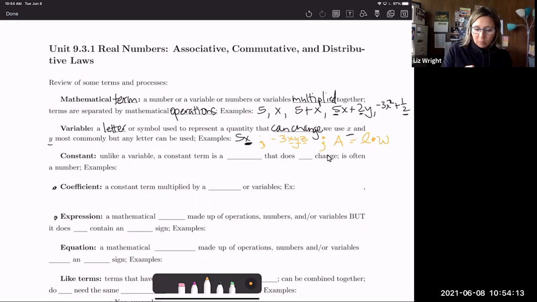All right, so then, contrasting this, we've got a constant. So unlike a variable, a constant term is a quantity that does not change. If the variable up here can change, this does not change, right? Because it's a constant. It does not change. And it's often a number.